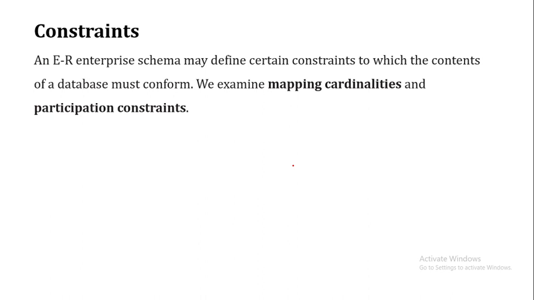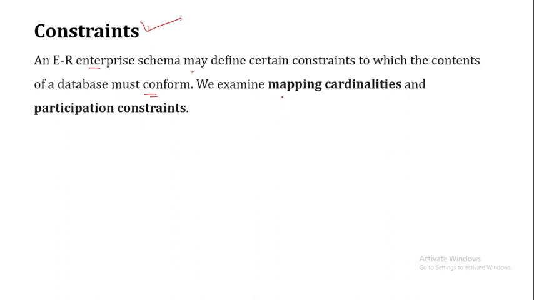Now the very important part that we need to discuss is constraints. Whenever we try to enter values inside a table, we need to first focus on ensuring there is no redundancy, things we have already seen in our previous slides. An ER enterprise schema may define certain constraints to which the contents of a database must conform before they are entered into your database. There are certain constraints being imposed on the database.